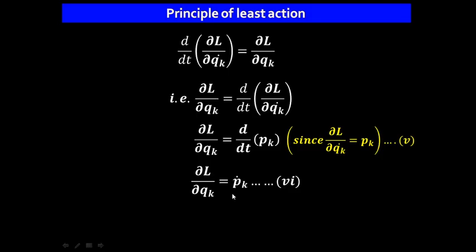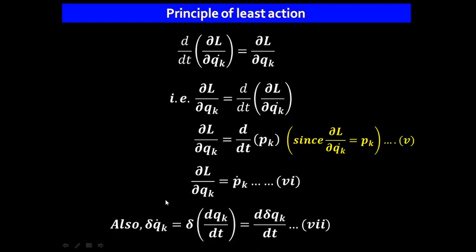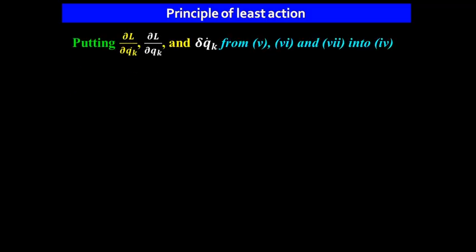Now we will find the value for delta qk dot. Delta qk dot can be written as delta dqk by dt, the time derivative of qk. We bring this delta inside the differentiation, so d by dt delta qk. Suppose this is equation number 7. All of these values we will put in equation number 4, from equations 5, 6, 7.